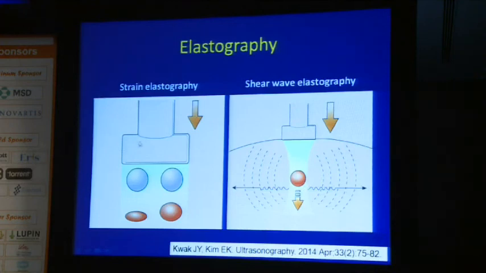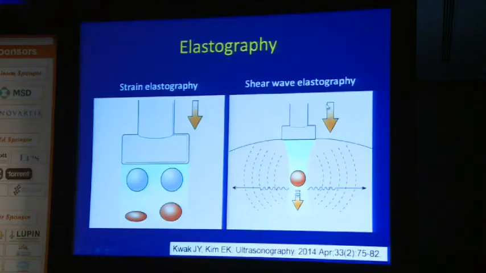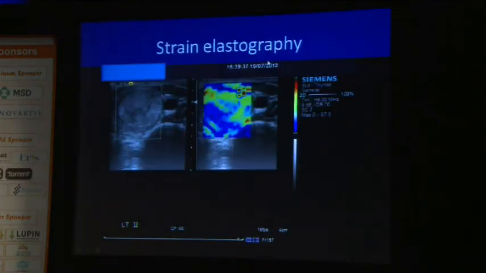So strain elastography is prone to inter-observer variability because the mechanical pressure that is applied on the nodule can vary, but shear wave is more robust in that it is not dependent on the observer. So this is an example of strain elastography where a color-coded map is available, coded from red to blue. Red means soft, and as we go towards the blue, it is more hard.